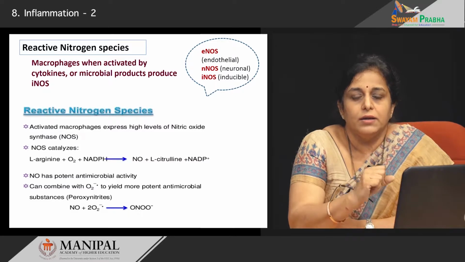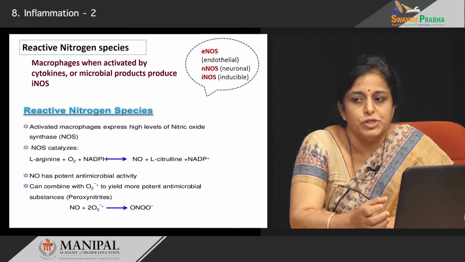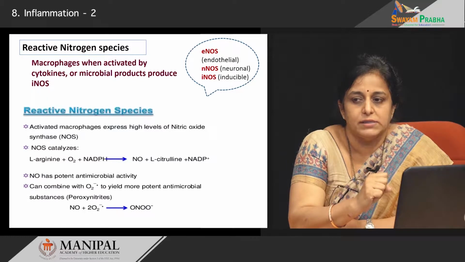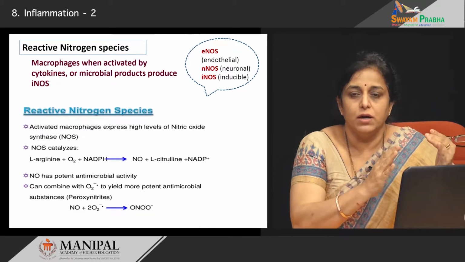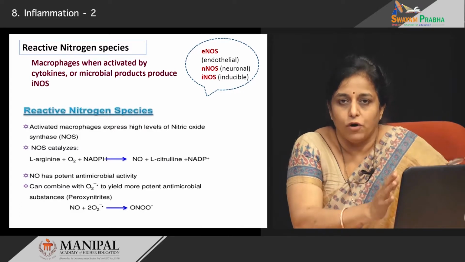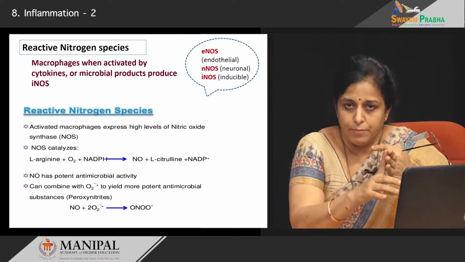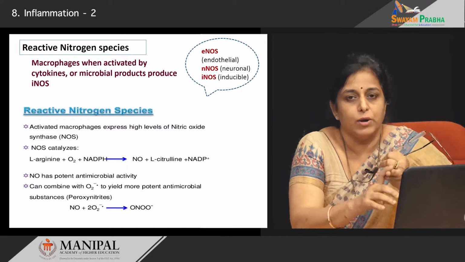In addition, the nitric oxide that is formed binds with superoxides and results in formation of another potent antimicrobial agent, which is called peroxynitrite, ONOO. So, this is also a potent microbicidal substance. So, we learnt that in oxygen dependent killing, we have the reactive oxygen species and the reactive nitrogen species. Reactive oxygen species, we learnt superoxides, hydrogen peroxide and hypochlorite. Reactive nitrogen species, we learnt nitric oxide and peroxynitrite.